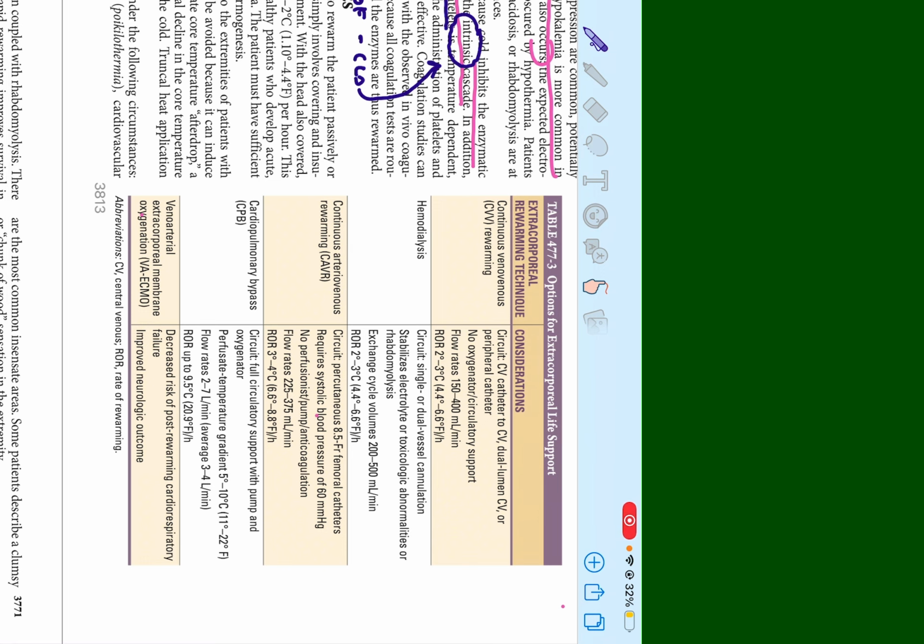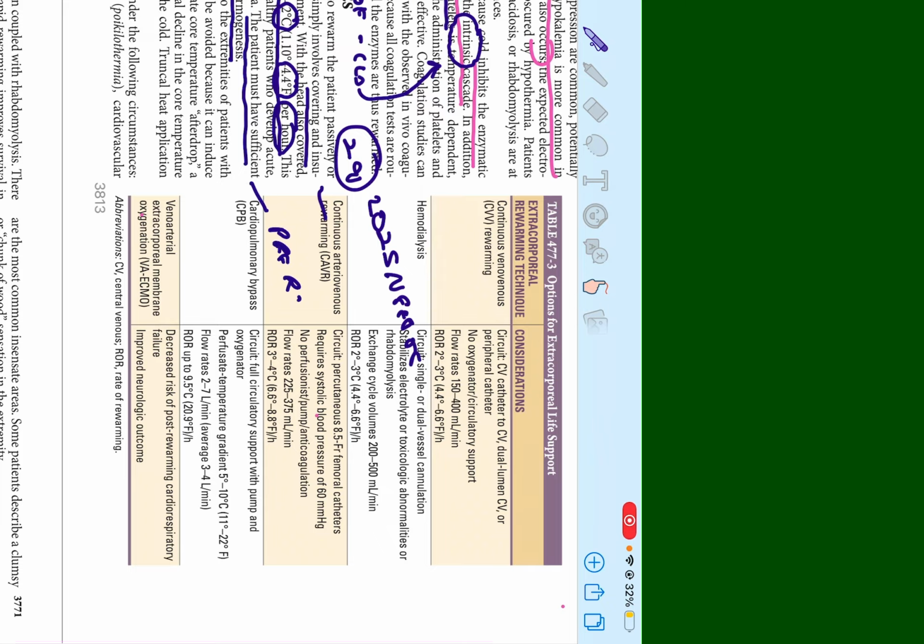So rewarming: 2 questions were asked in 2025 NEET SS. Okay. Passive external rewarming is covering and insulating the patient. That's all, right? It is only covering. Rate of rewarming is usually 2 degrees Celsius, that is 4 Fahrenheit, per hour. The patient should have sufficient glycogen to support endogenous thermogenesis. This is a prerequisite, right? There can be precipitation of afterdrop.